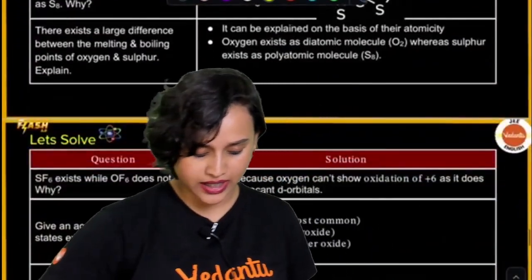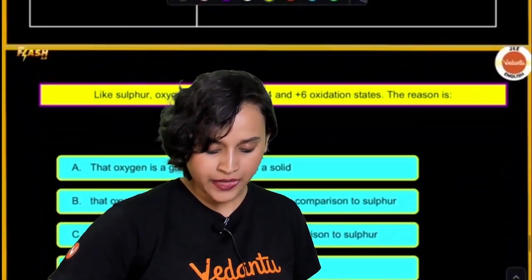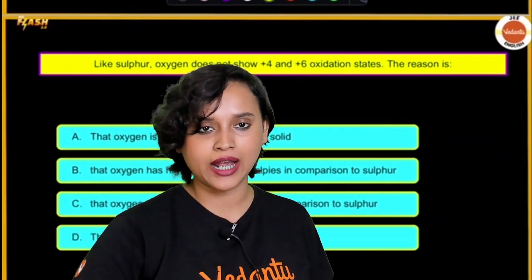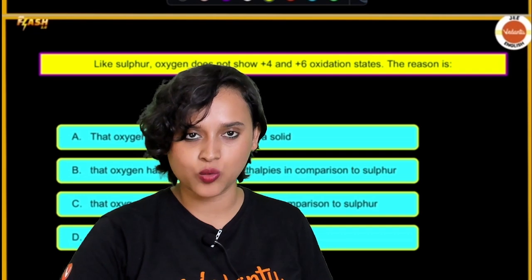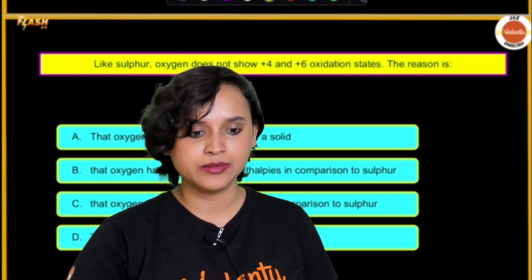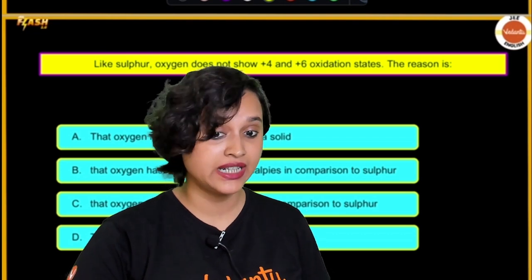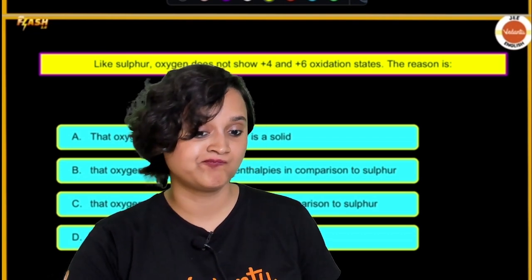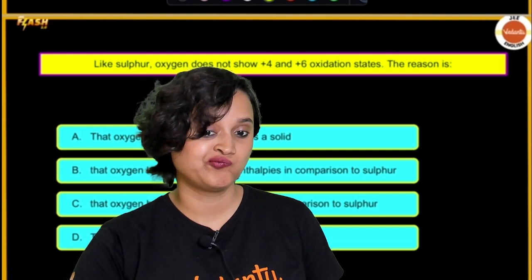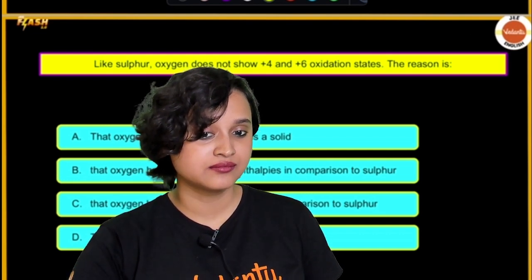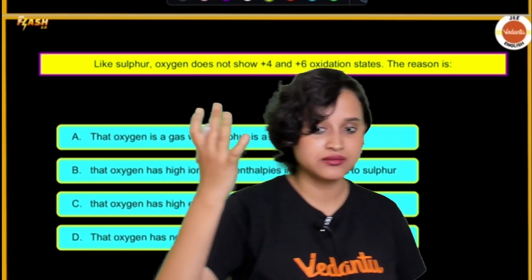These are the solutions that I was telling you about here. Now here is a question. Like sulfur, oxygen does not show +4 and +6 oxidation states. What is the reason? Can you tell me? Any idea? What will happen, guys? Nobody?